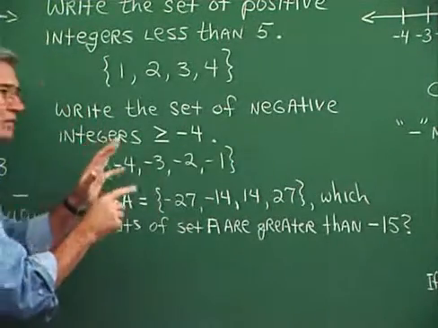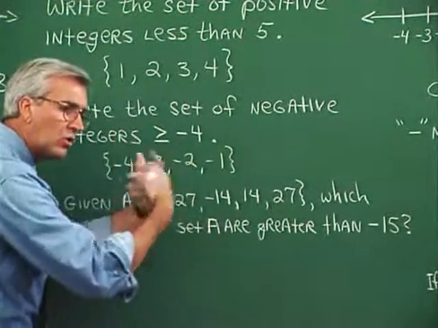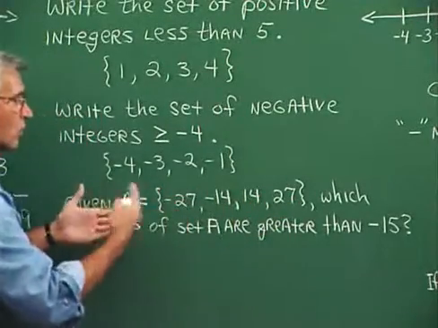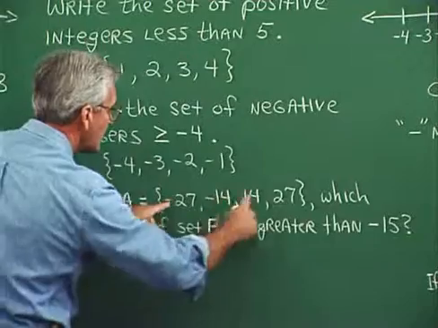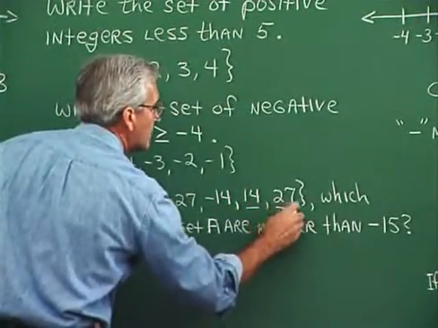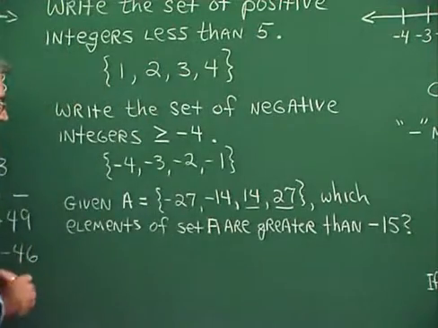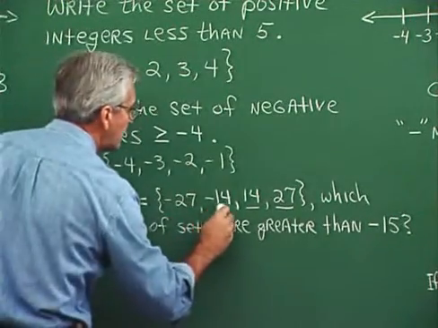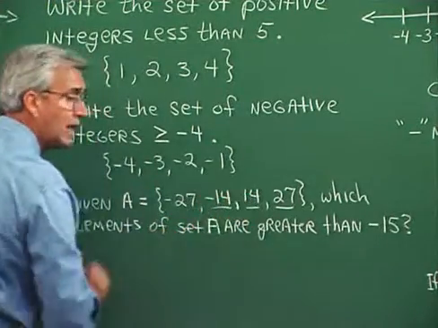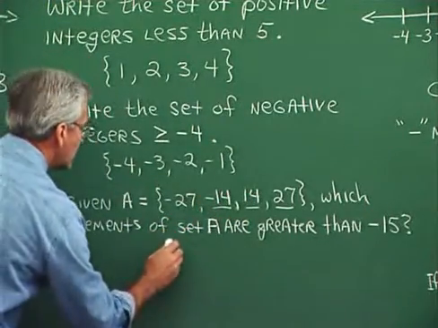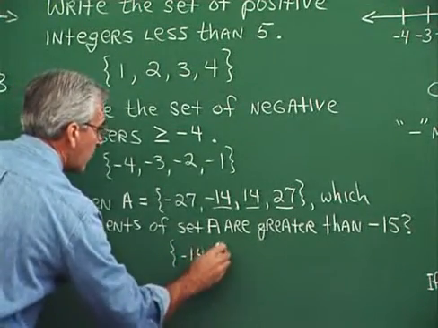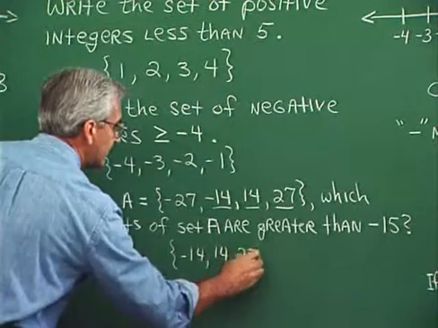Greater than negative 15. Now think in terms of greater than on the number line means to the right of. So to the right of negative 15, which of these numbers would fall? Certainly the positive numbers are greater than negative 15, but also negative 14 is greater than negative 15 because it lies to the right of negative 15 on the number line. So this would be the set consisting of negative 14, 14, and 27.